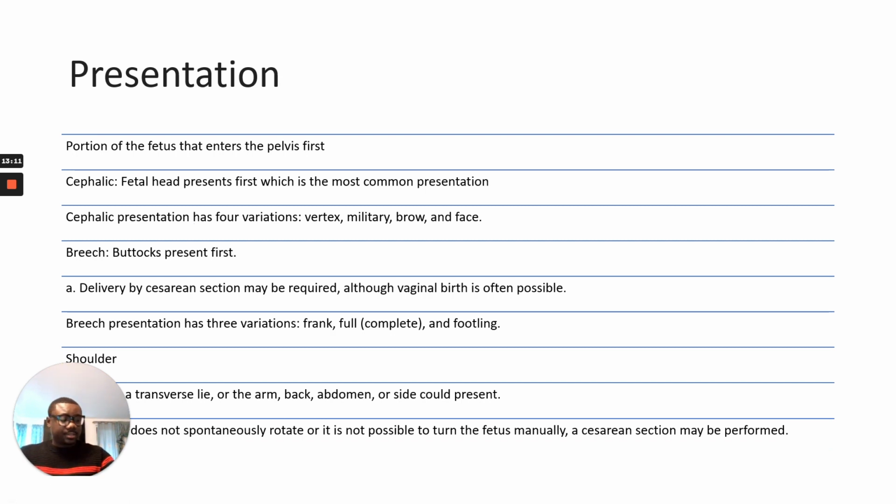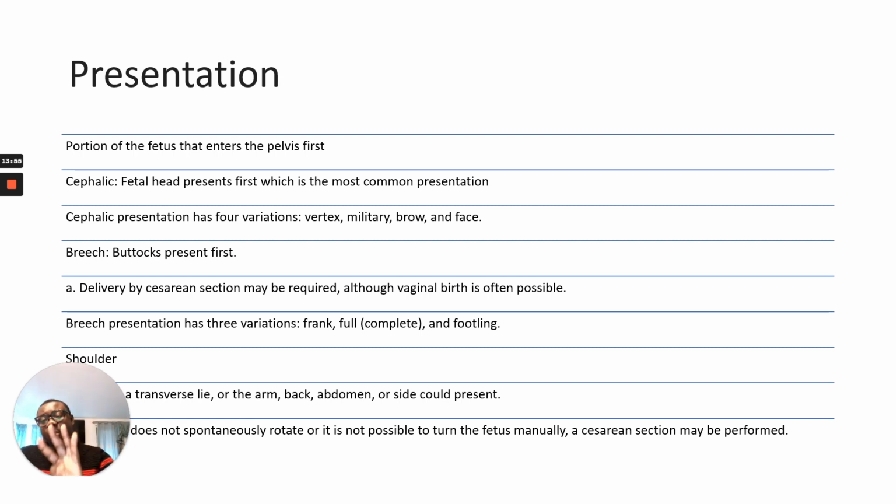Then we have presentation. Now, there are different types of presentation along the way also. When we speak about presentation, we are talking about the portion of the fetus that enters the pelvic floor. So that portion of the fetus that enters the pelvic area first is the presenting part. So if the woman reaches 9 months or 37 or 38 weeks and above to give birth, if the head descends into the pelvic floor, that means the head is the presenting part. That is referred to as cephalic presentation.